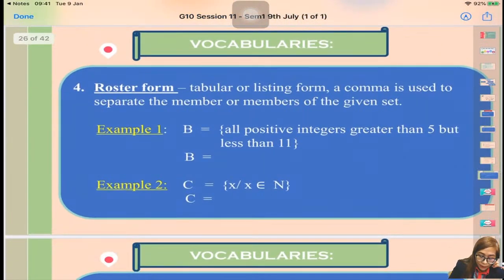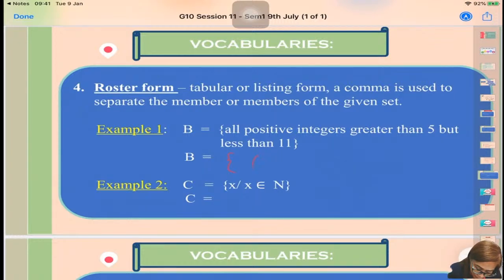Now, what is a roster form? It's tabular or listing form. A comma is used. For example, B, capital letter B. B is the set of all positive integers greater than 5 but less than 11. So I will write the answer in roster form, meaning you put a comma between the members. So what are the positive integers greater than 5?